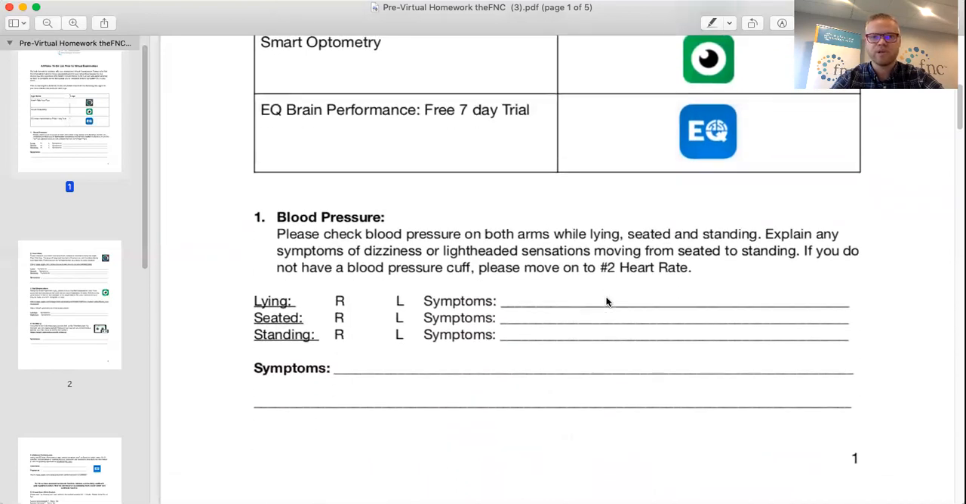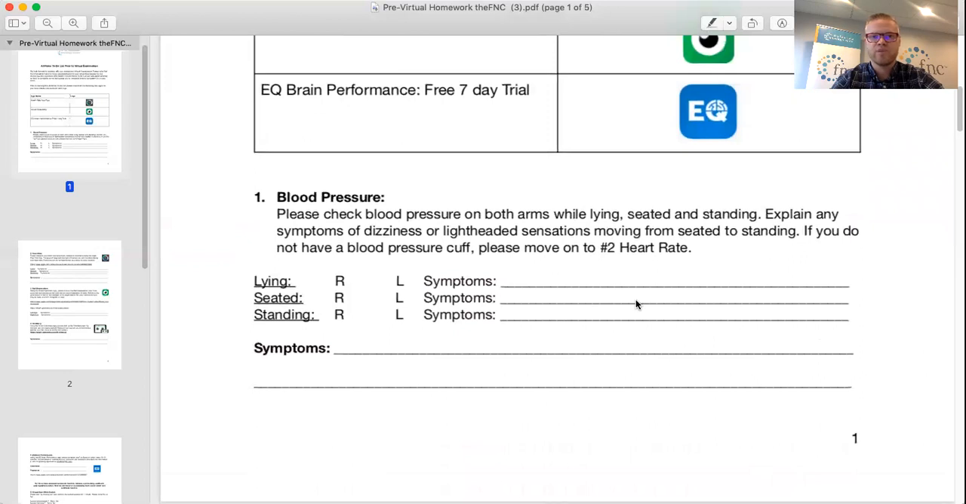So the first thing that we're going to do is check blood pressure, and we're going to do it with both arms. We're going to do it lying, seated, and standing, and we're going to do it on both sides, bilateral. And we're going to see if there's any symptoms of dizziness, lightheaded sensations, moving from the seated to standing position. If you don't have a blood pressure cuff, then you're just going to skip this and move on to heart rate at 2.